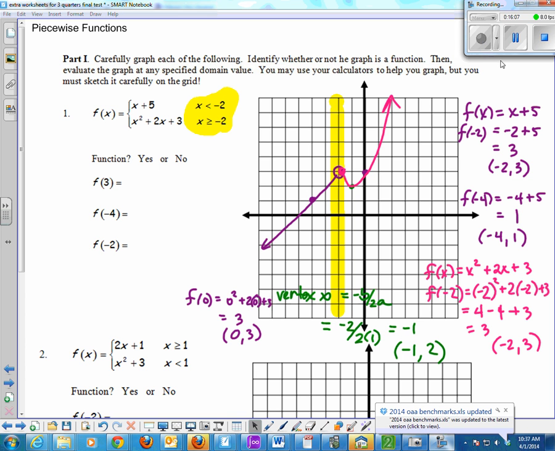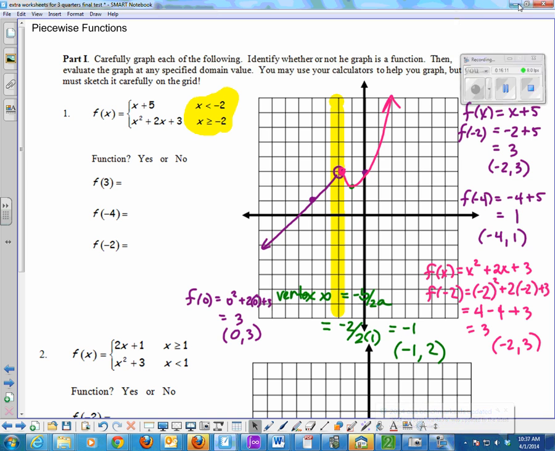All right, if you take a look at what I've done for this piecewise function, we have the boundary at -2. Then I graphed the line here by plotting the point -2 and then plugging in the -2 to get the y value of 3. So I plotted that. It's an open dot because it's not included with this one.